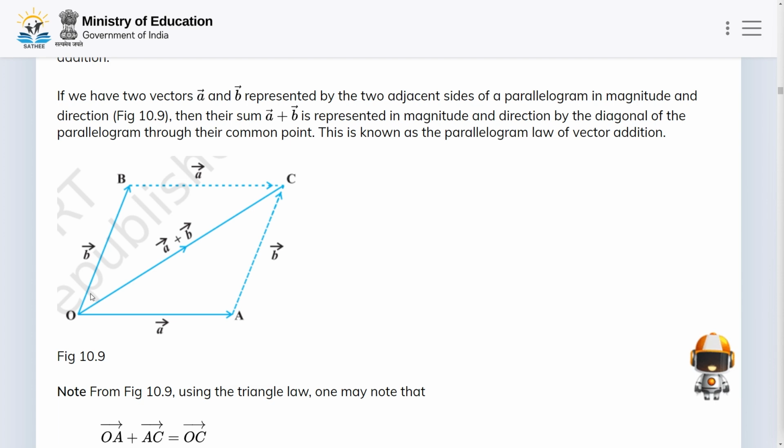Okay, as you can see. So now just join these two opposite vertices. You will get the diagonal of a parallelogram. Then this diagonal represents what? Vector A plus vector B. This is what is already written over here.